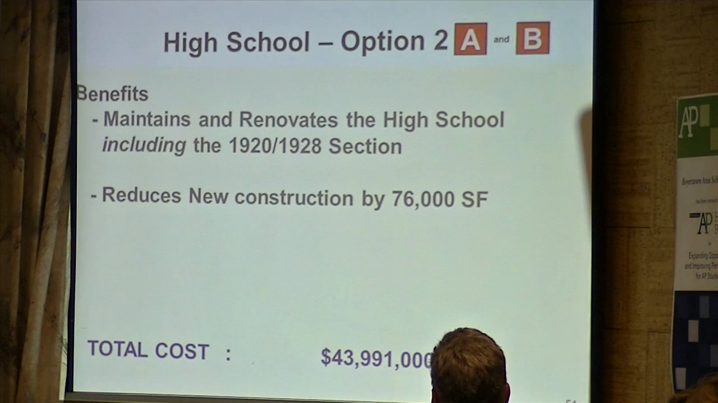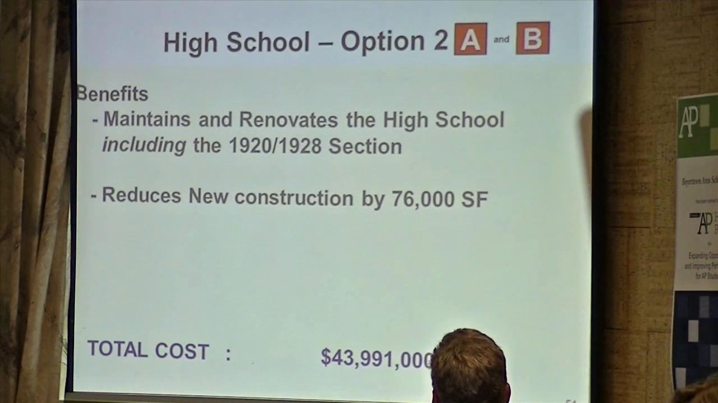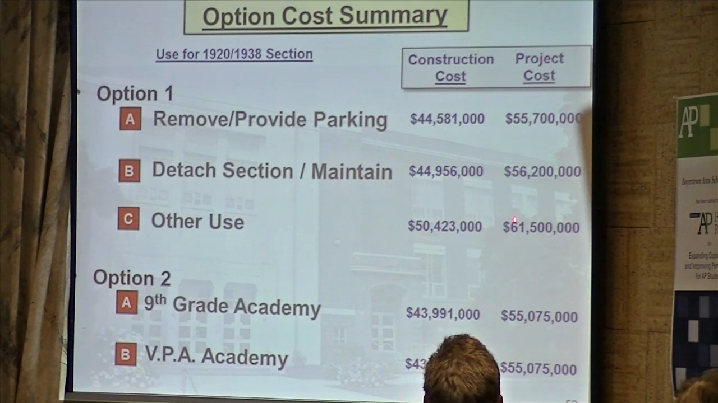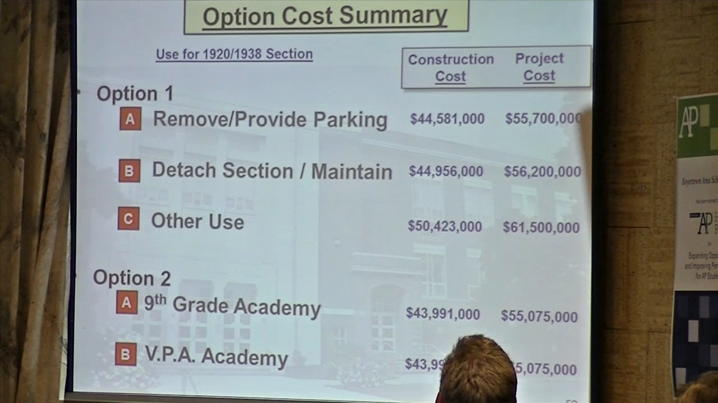Benefits of option 2A and 2B: it maintains and renovates the high school, including the 1920 and 1928 section. It reduces new construction by 76,000 square feet. The project cost comes out very close to the same cost as the other options. And there we go back to the option summaries, and you can see that we're still at the $55 million total project cost to renovate it.